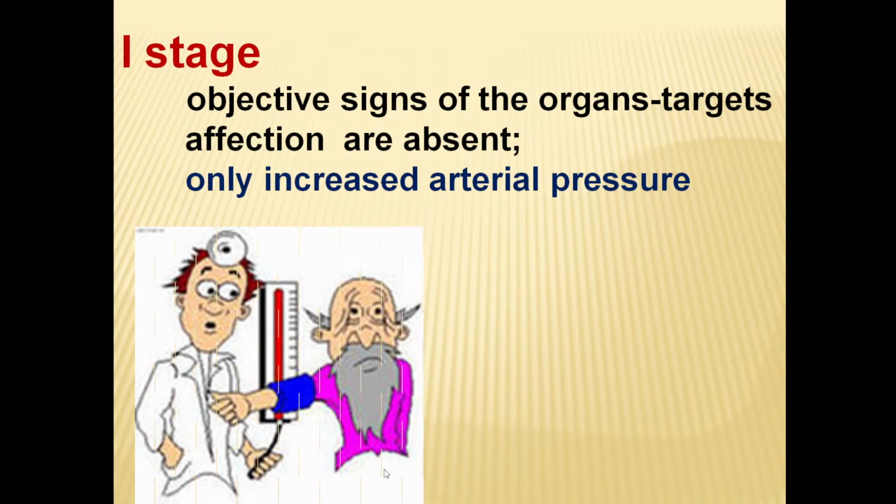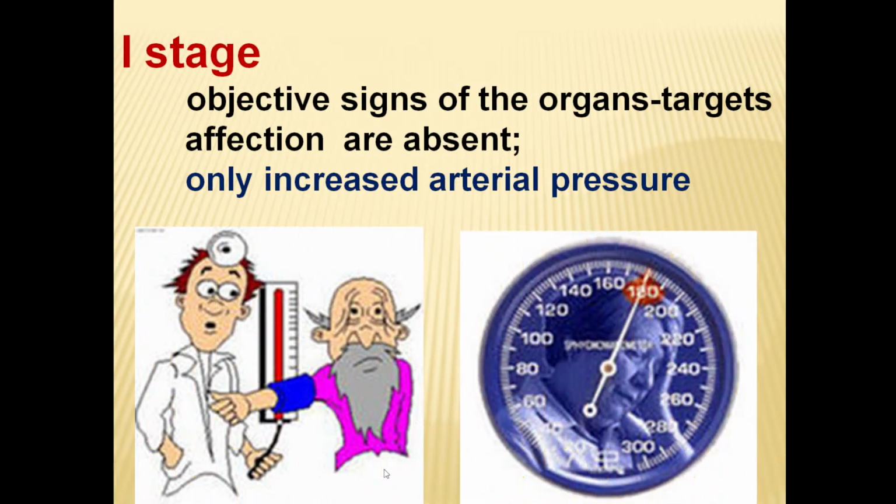We are talking about the first stage when we reveal high blood pressure but the target organs are without affection. Ultrasound examination of the heart without pathology. Examination of kidney, no problem. Fundus oculi, all right. Peripheral vessels not affected. It is the earlier, softer development of arterial hypertension. First stage, only high blood pressure.